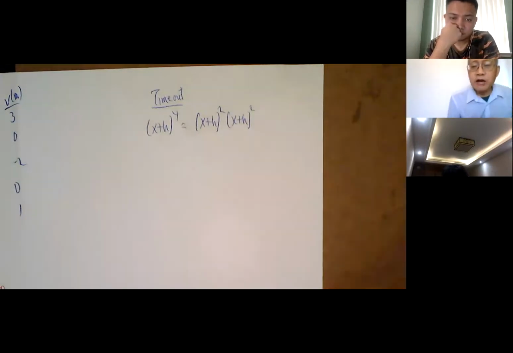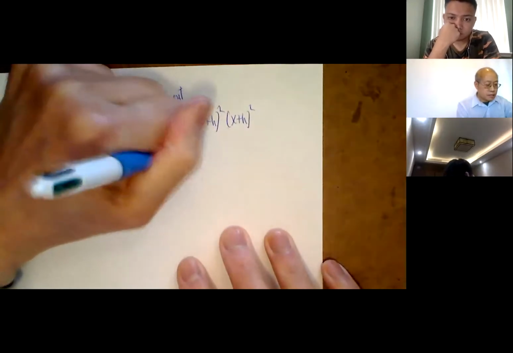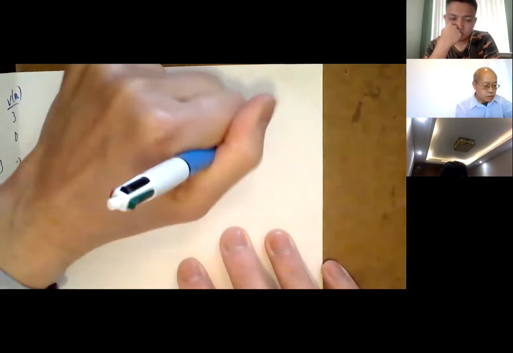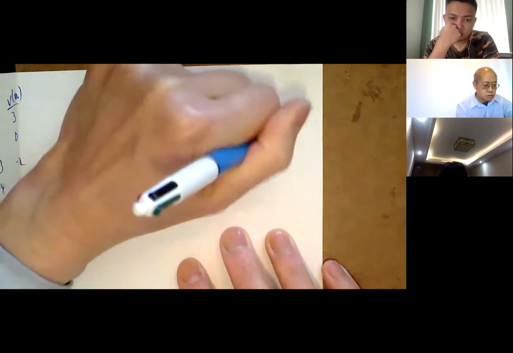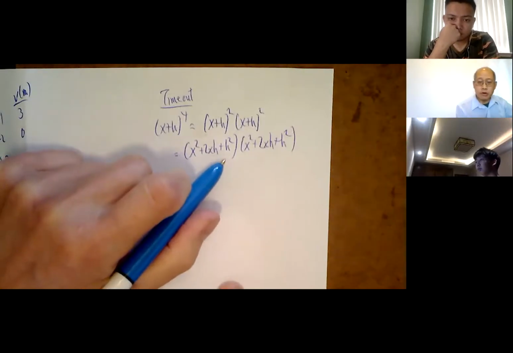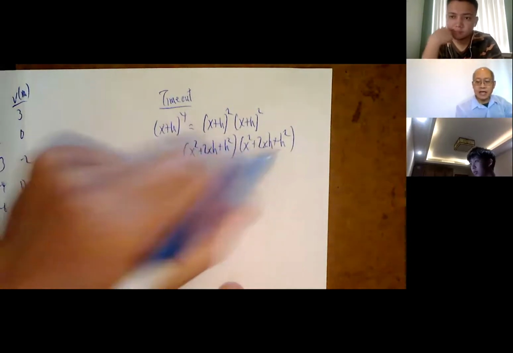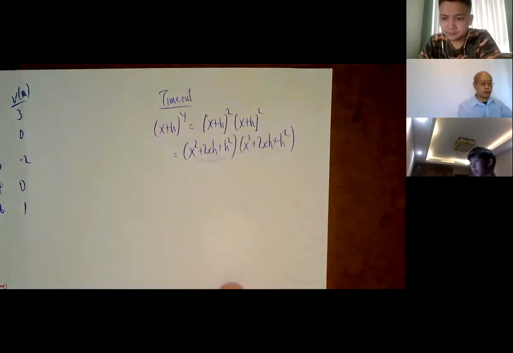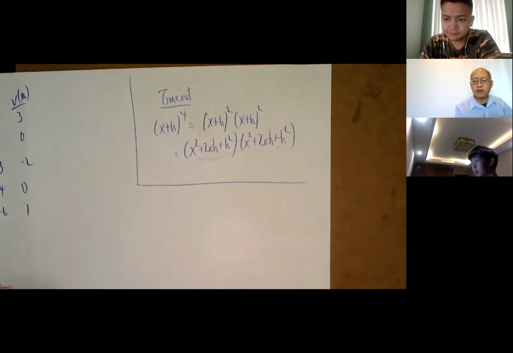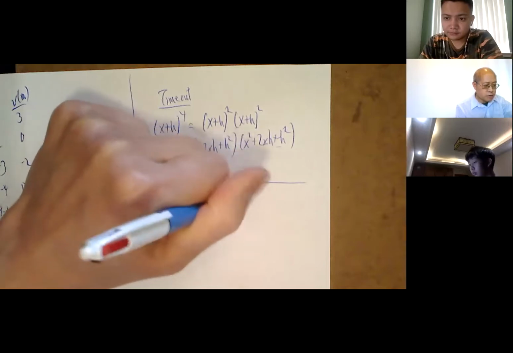You could do this instead: it's (x plus h) squared times (x plus h) squared, right? And you know each of these is x squared plus 2xh plus h squared, times itself. And then you can multiply it all out. You can go like that, x squared times that, and that, and that, and then 2xh times that, and then h squared times that. All of that would also work. I'll show you one more way. You may have heard of this before, maybe in pre-calc. Pascal's triangle.